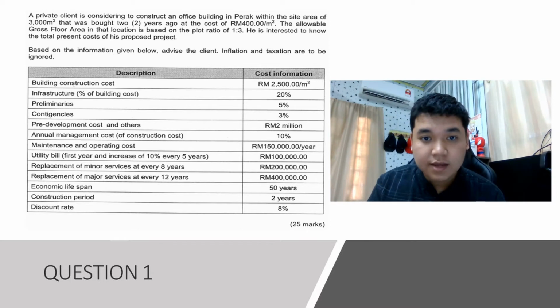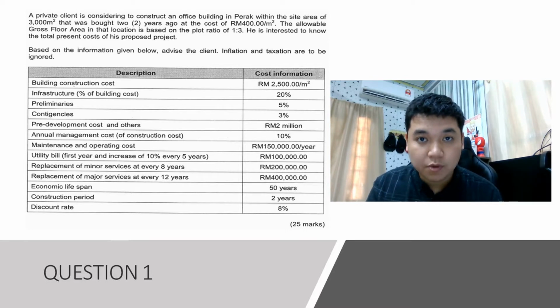Based on this slide, this is the question. A private client is considering to construct an office building in Perak within the site area of 3,000 meters square that was bought 2 years ago at the cost of 400 meters square. The allowable gross floor area in the location is based on the plot ratio of 1/3. He is interested to know the total present cost of his proposed project. Based on the information given below, advise the client. Inflation and taxation are to be ignored.